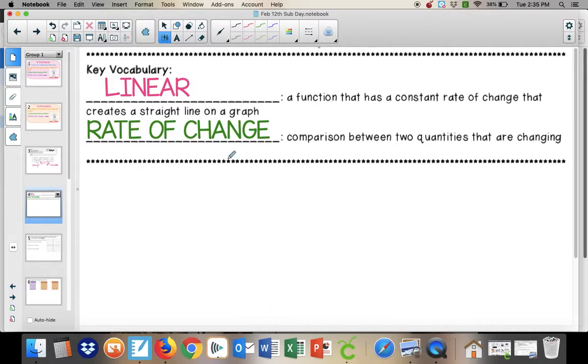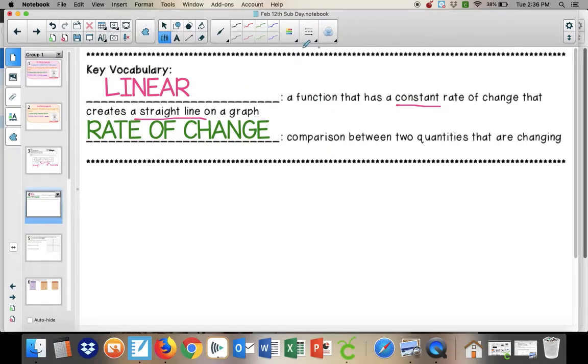All right, our 2 words for the day: linear and rate of change. A linear function is one that has a constant rate of change, meaning that it is continuously going up or down by the same value, and it creates that straight line. The rate of change is the comparison between the 2 quantities that are changing. So we are going to be looking at both of these today.